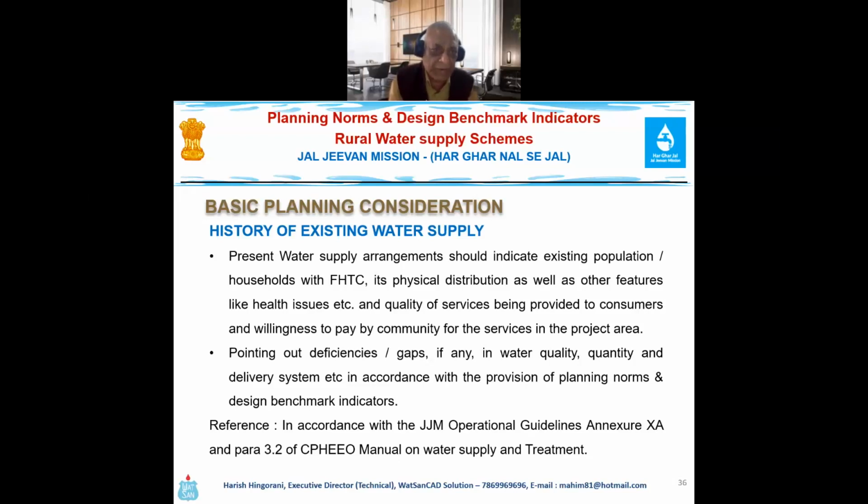Based on the above calculation, what I suggest is to point out the deficiencies and gaps, if any, in water quality, quantity and delivery system, in accordance with the provisions of the planning norms or design benchmark indicators, as we will decide further. This has been suggested in the CPHEEO manual.